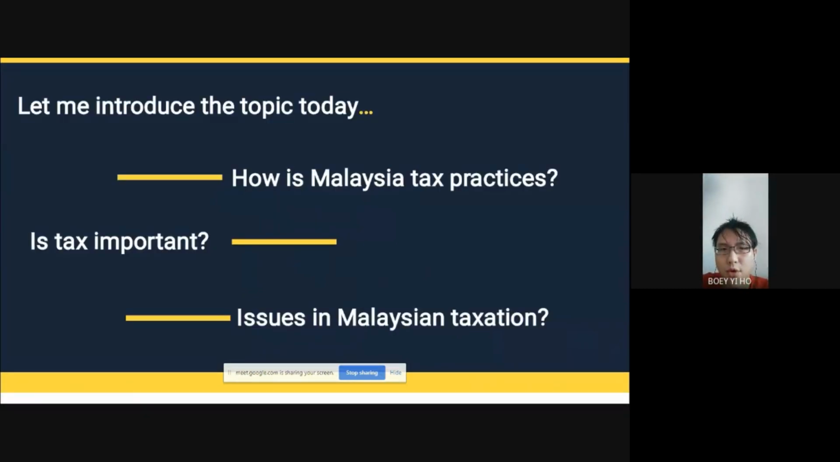Okay, let me introduce the topic today. Now we will get familiar with the Malaysian taxation system: how Malaysia practices it, why tax is important, and what issues have happened in Malaysia.